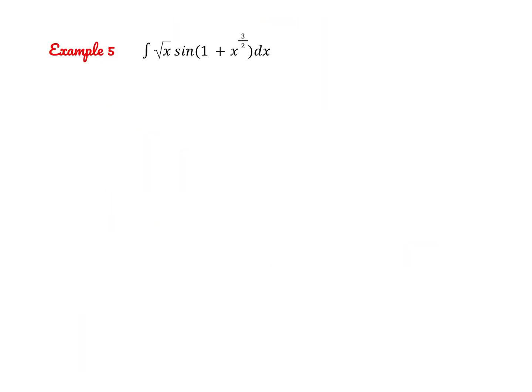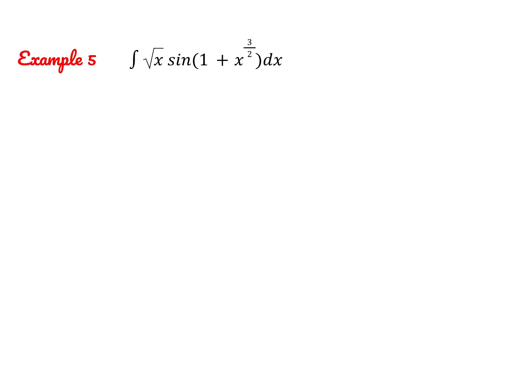All right, let's look at this next example together. So when you look at the different parts, I see a square root function, a sine function, and I see 1 plus x to the 3/2. So we probably won't want to pick the sine function, but there is some relationship between x to the 3/2 and the square root of x, which is x to the 1/2. So we could say, maybe we'll set this portion equal to u. So let u equal 1 plus x to the 3/2.